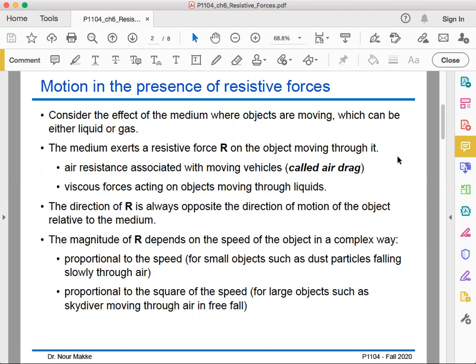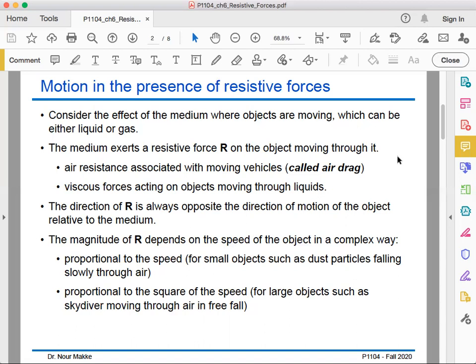Now, you have to keep in mind two essential properties of this resistive force. The first one is the direction of R. So R is always opposite in direction with respect to the direction of the motion of the object relative to the medium. So if the object is moving rightward, then R is leftward. If the object is moving upward, then R is downward. This is the first thing.